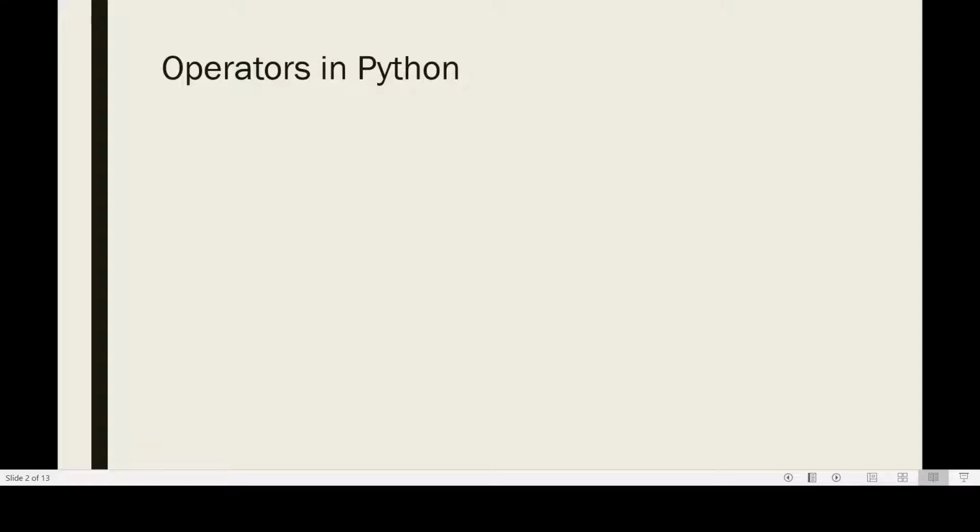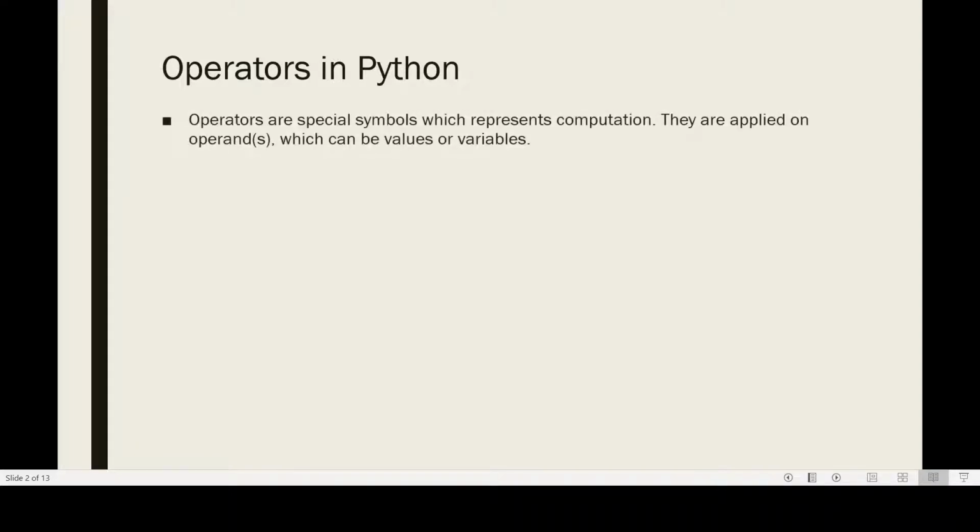Let us first see what operators are. Operators are special symbols which represent computation. They are applied on operands, which can be values or variables. So basically operators are used to perform calculations. The same operator can behave differently on different data types.